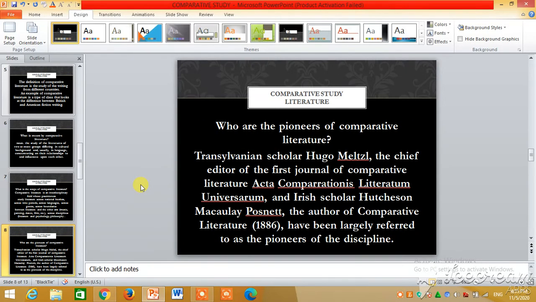Who are the pioneers of comparative literature? Transylvanian scholar Hugo Meltzer, the chief editor of the first journal of comparative literature, Acta Comparationis Literarum Universarum, and Irish scholar Hutcheson Posnett, the author of Comparative Literature, 1886, have been largely referred to as the pioneers of the discipline.